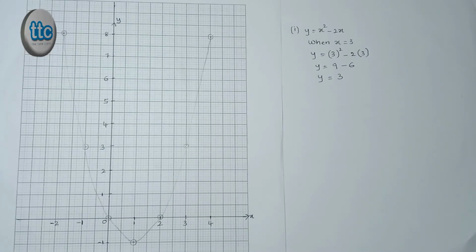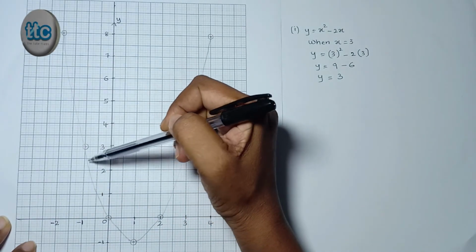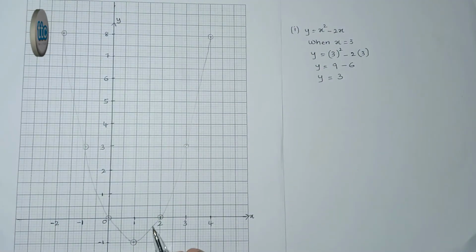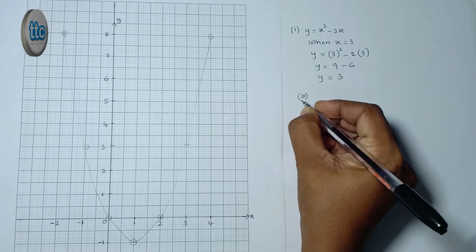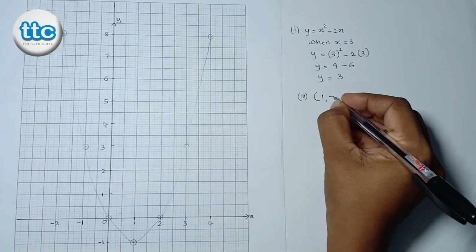The third part of the question. Write the coordinates of the turning point of the graph. You know the graph starts decreasing from this point up to here, and from this point onward it starts increasing. Therefore, this is the turning point. This is also called the minimum value of the graph. Question asks the coordinates of the turning point. Remember, when writing the coordinate, you have to write the x coordinate first. Here x coordinate is plus 1 and y coordinate minus 1.